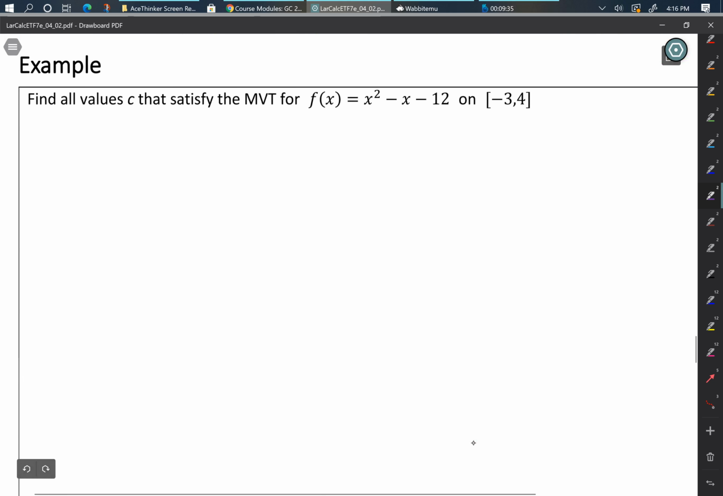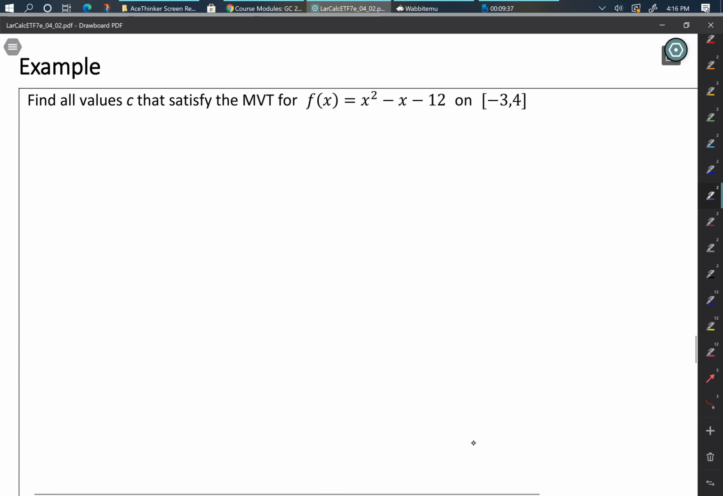Find all values c that satisfy the mean value theorem for the function x squared minus x minus 12 on the interval negative 3 to positive 4. Now before I even begin to look for values for c, I'm going to make sure I can. So what are the 2 requirements?